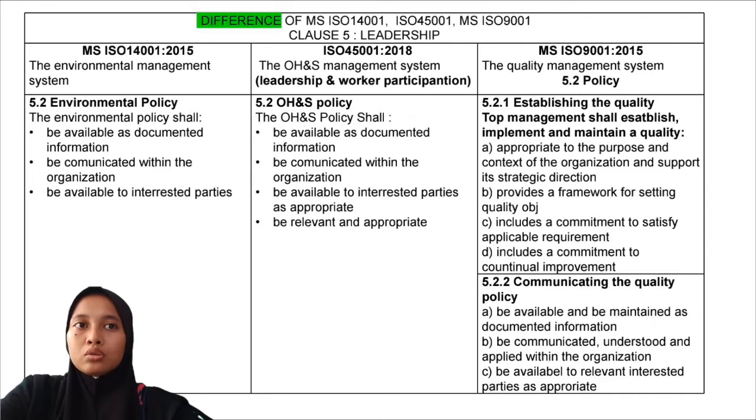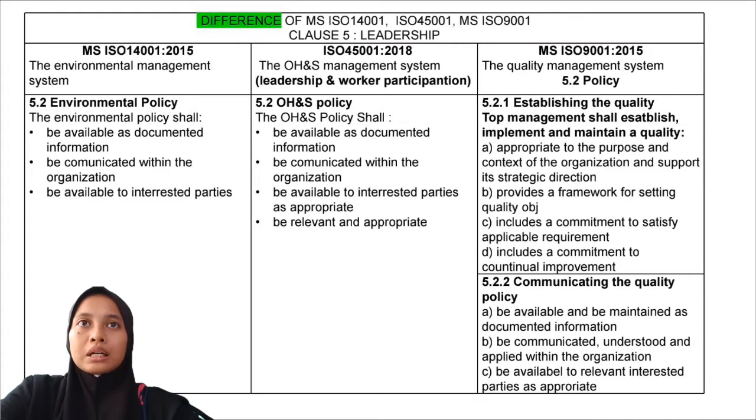5.2.2, communicating the quality policy. A, be available and be maintained as documented information. B, be communicated, understood and applied within the organization. Then be available to relevant interested parties as appropriate.